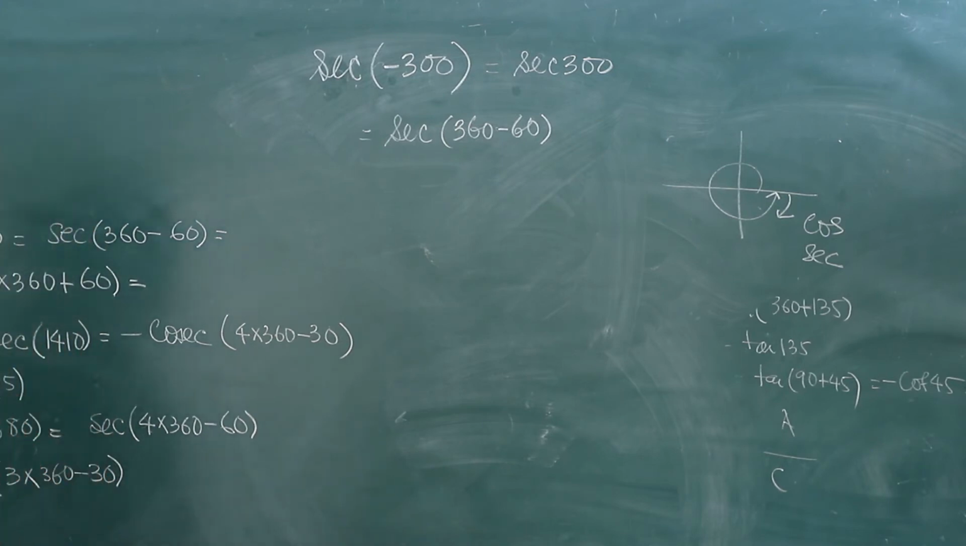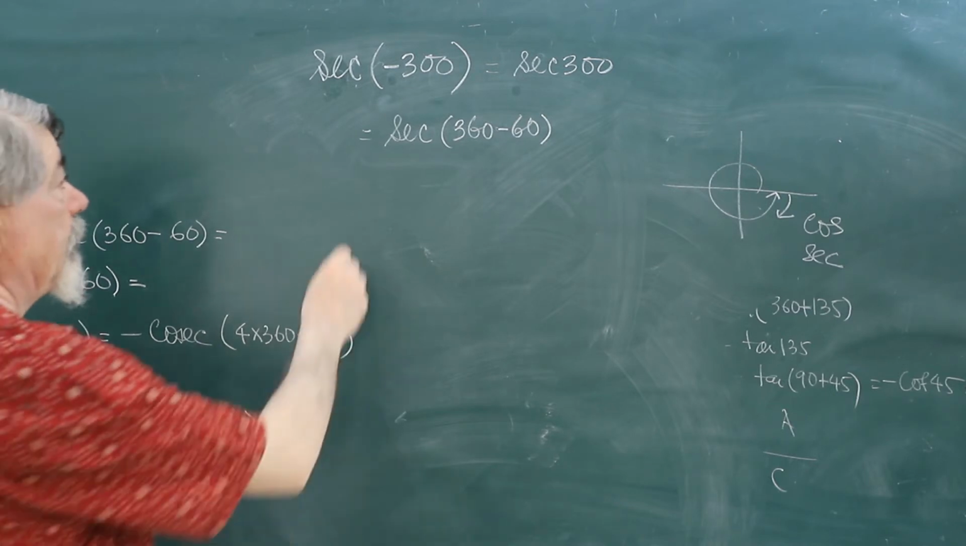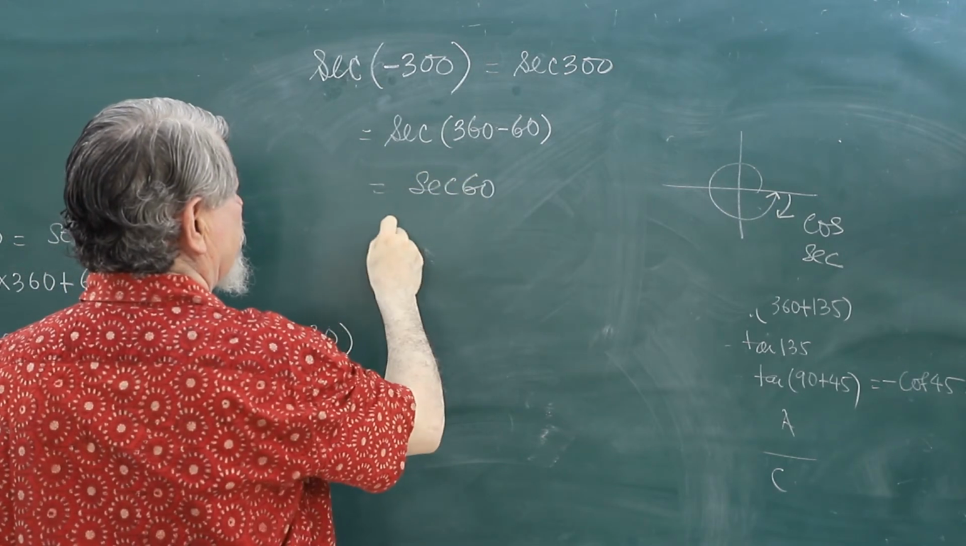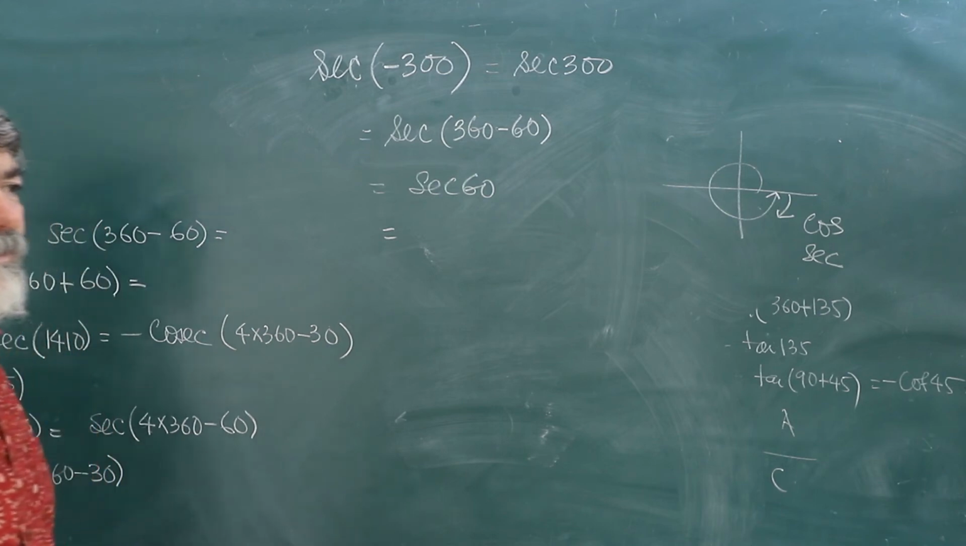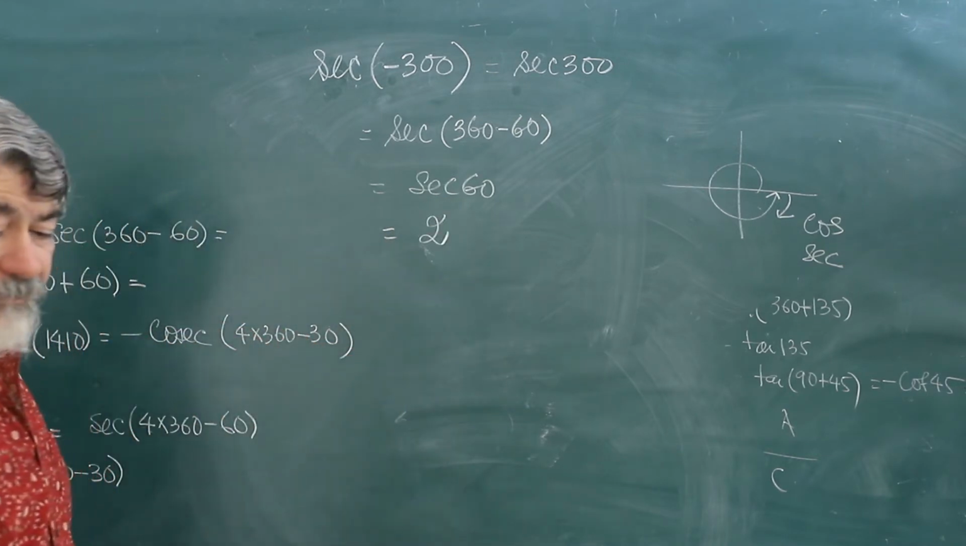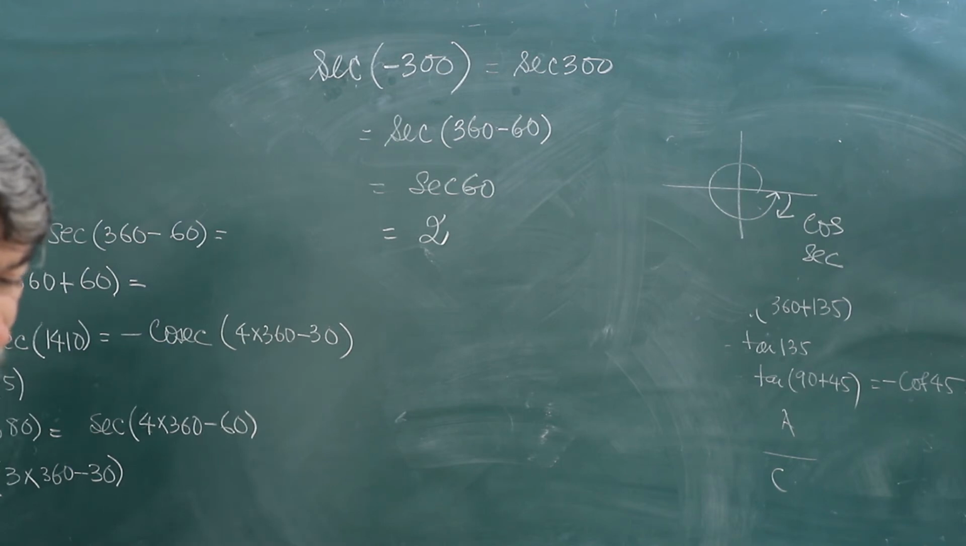360 minus 60, again where is it going to come? It's again going to come into the fourth quadrant, and it will become sec 60 only. Cos 60 is 1 upon 2, so again it will become 2. The value of sec minus 300 will become 2. That is how we are going to proceed.